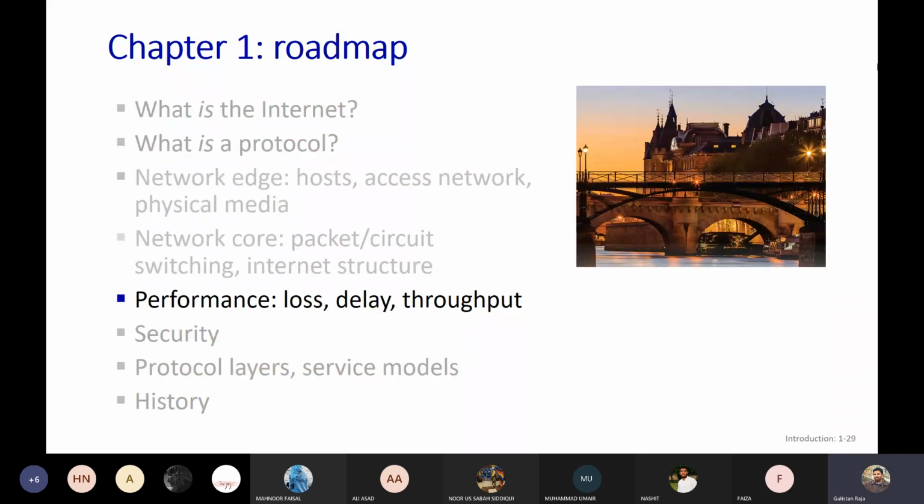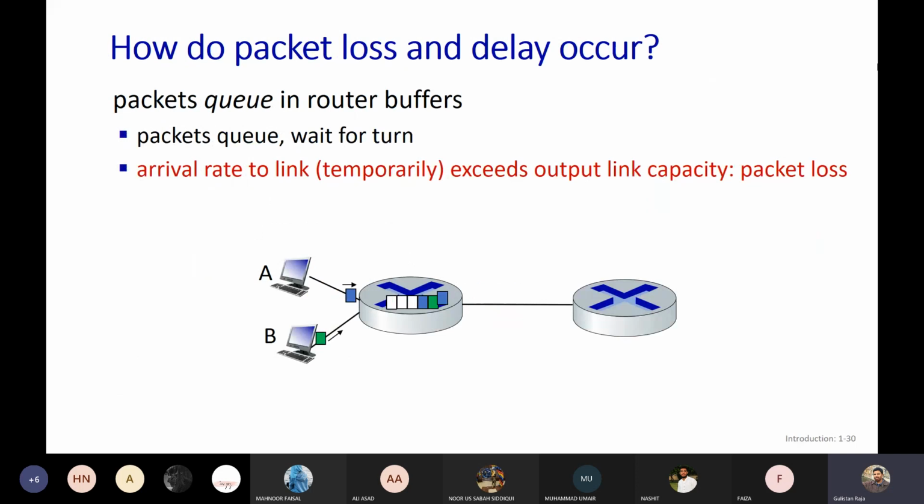Okay, now let's move to the next topic, and this is basically performance: loss, delay, and throughput. So this is in fact the last topic. Next time we will talk about its further details, beyond today's lecture. Okay ji. Now the question is this: how do packet loss and delay occur? This is the question we are having, how we get a packet loss or delay.